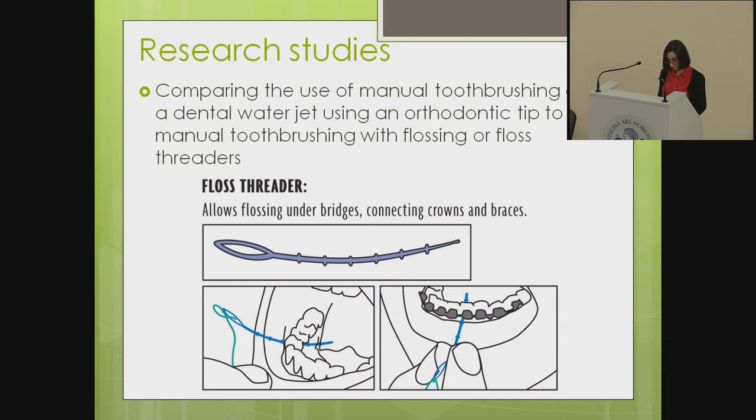The second, with orthodontic patients: Sharma found that when comparing the use of manual toothbrushing and a dental water jet using an orthodontic tip to manual toothbrushing with flossing or floss threaders, or just brushing alone, the water flosser was more effective in reducing plaque and bleeding.